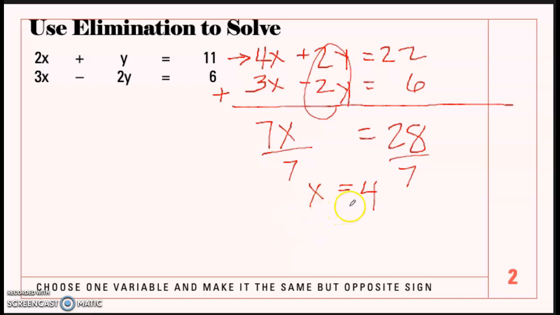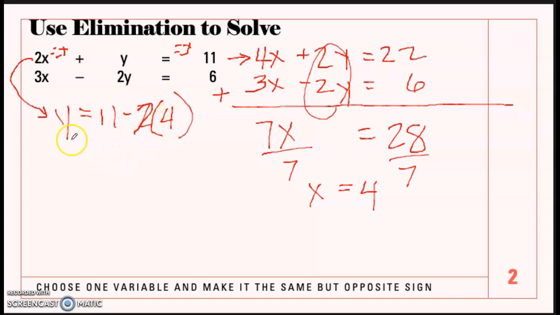I can take this x equals 4 and I can plug it into any of these equations to find out what y is. This first equation has y in the simplest form. If I just subtract 2x on both sides of the equation, I could solve for y. So y would equal 11 minus 2x. And I know that x equals 4. This is a 2, not a z. So now I have y equals 11 minus 8, which is 3.